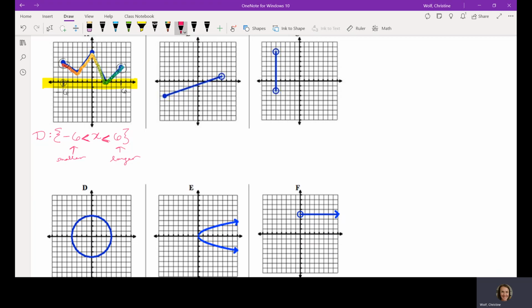Okay, but we're not done, because if we look up here, at the -6, that's a solid blue circle. And at the +6, that's also a solid blue circle. That means at those points, it is also equal to -6 and is also equal to 6.